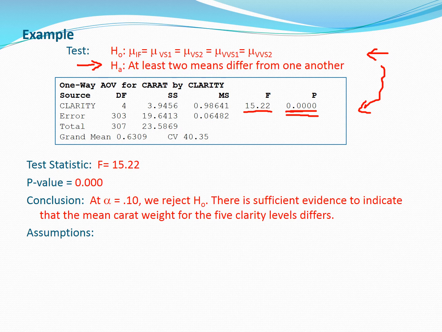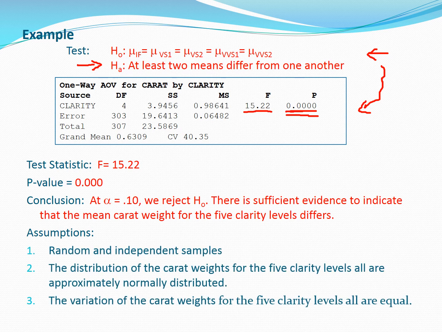Of course, I'm going to ask you, what are you going to do next? We need to find them, right? At alpha equal 0.10, we reject. There's sufficient evidence to indicate the mean carat weight for the 5 clarity levels differs. Now, what assumptions are necessary? Random and independent samples. The response variable, the carat weights, the sizes for the 5 clarity levels are all approximately normal. And the variation in the carat weights, the variation in the sizes for the 5 clarity levels are all the same. Those are the assumptions.